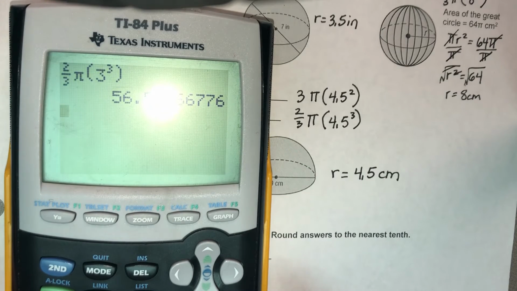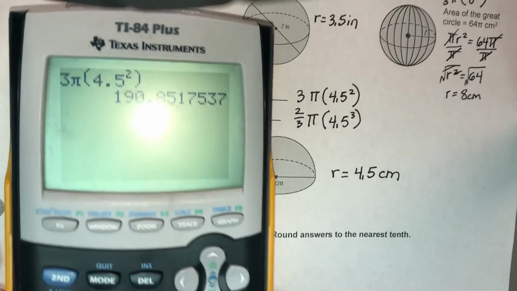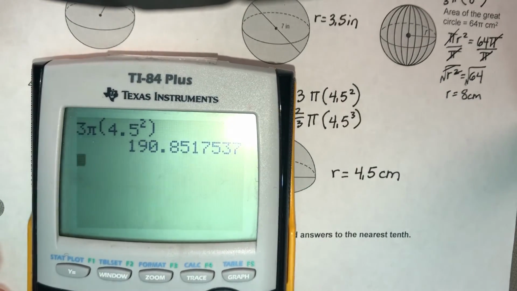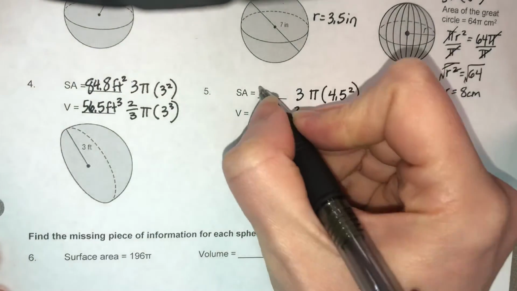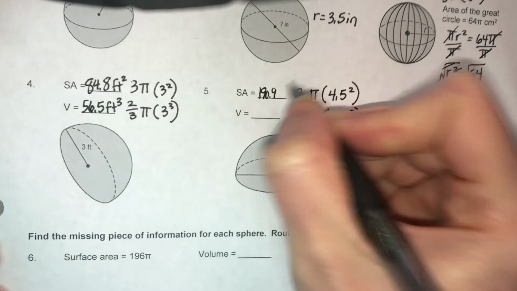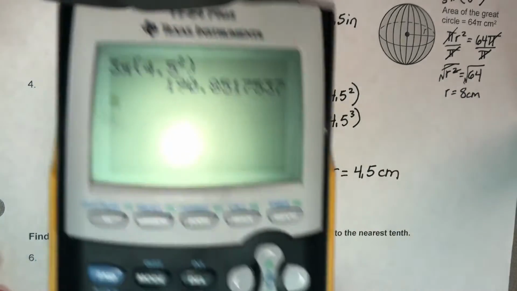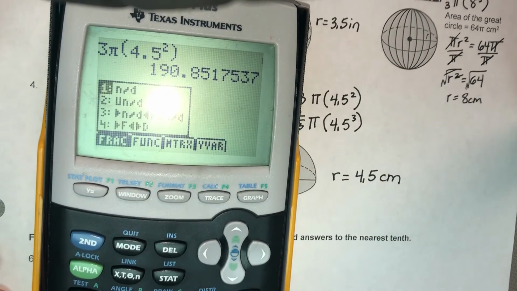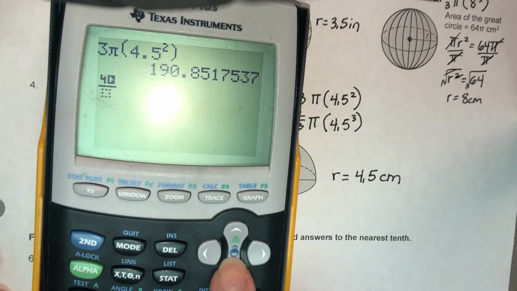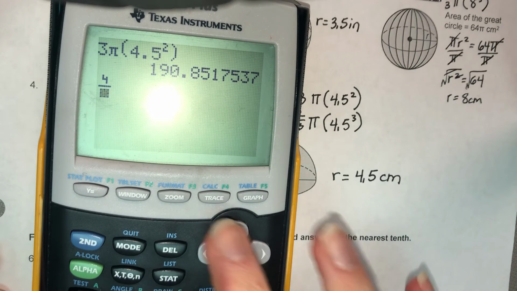So let's type this in. 3 pi times 4.5 squared, 190.9, and that's centimeters squared.